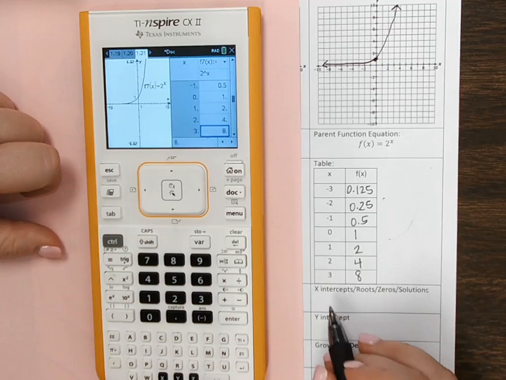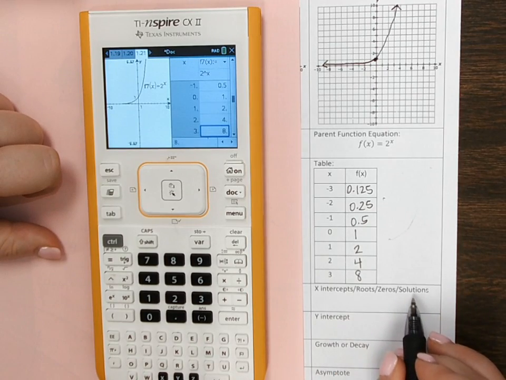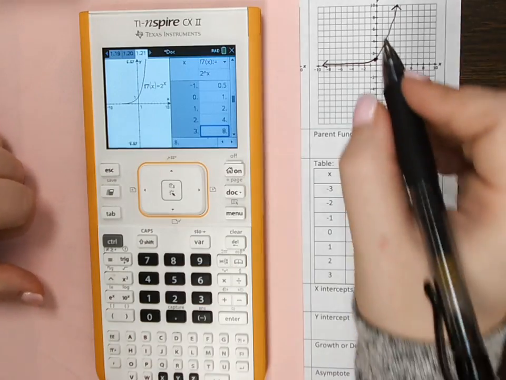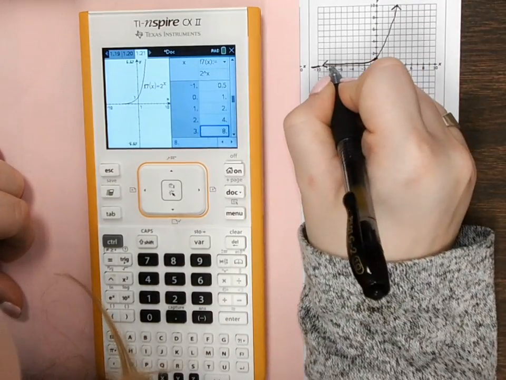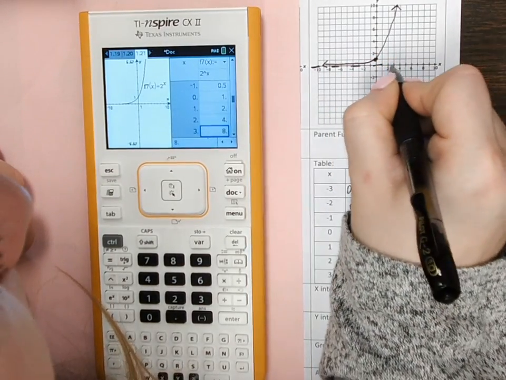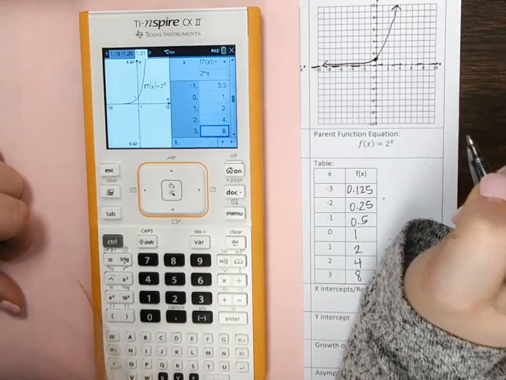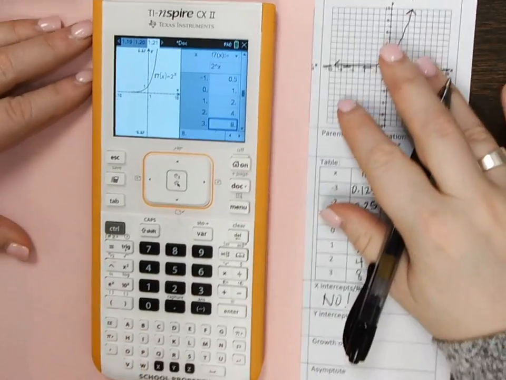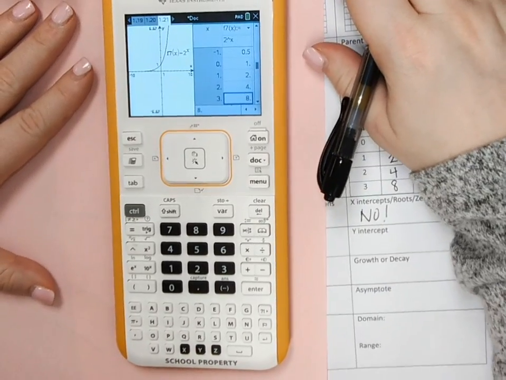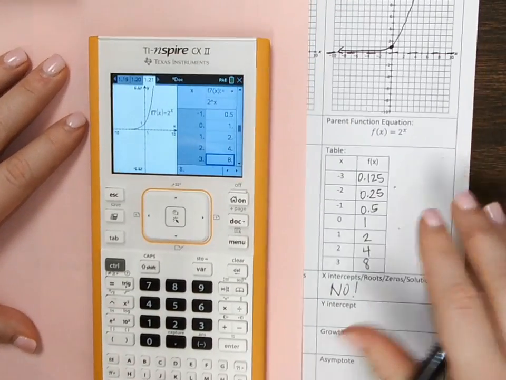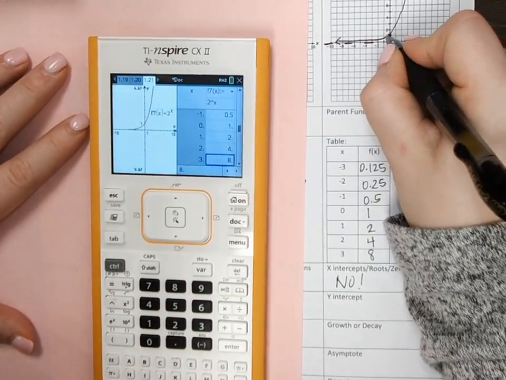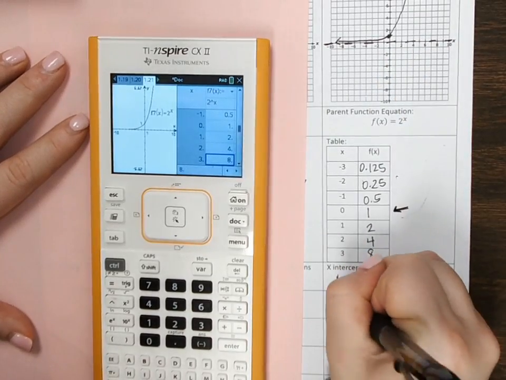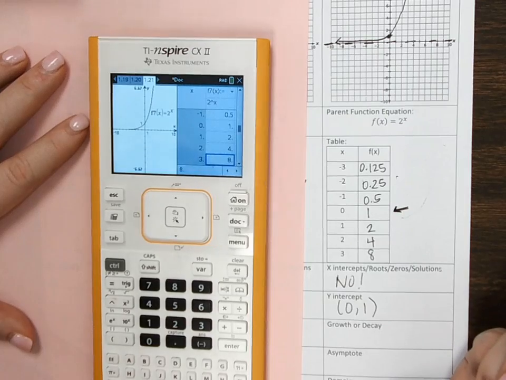All right, so it says x-intercepts, roots, zeros, solutions. Uh-oh, is this graph ever going to touch the x-axis? Well, if you remember, we talked about the fact that this actually has a horizontal asymptote right here. So this one actually has no x-intercepts, roots, zeros, or solutions. It's never going to touch. But let's talk about the y-intercept. We can see it on our graph, but we can also see it on our table. We have a y-intercept at 0, 1.